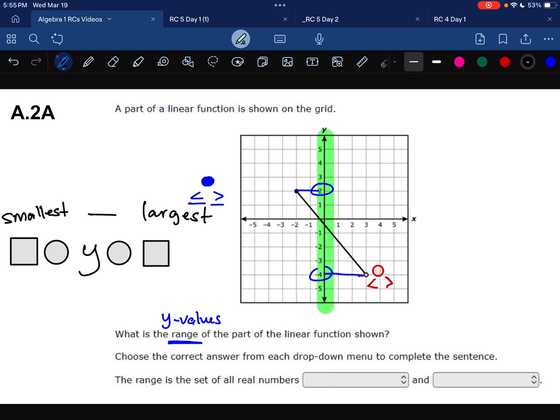So the two numbers I have are -4 and 2. So which number would go first, the -4 or the 2? -4. So that means 2 is here. So now with this -4, I know that I am dealing with an open circle. An open circle. So that means I should be using one of these symbols.